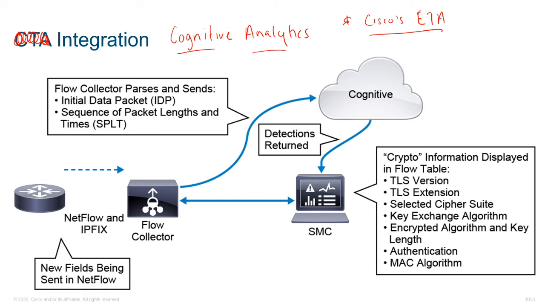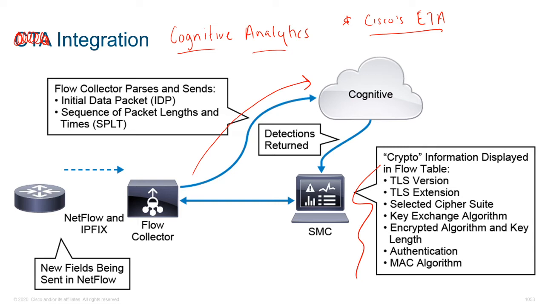Now, in addition to Cisco's ETA, we can also implement cognitive analytics. This is basically a global risk map based on machine learning, right? We talked about this a little bit. There can be a massive behavioral profile that can essentially be handed out by implementing these two things. So we send things like the initial data packet and the sequence of packet lengths and times, or the SPLT, to cognitive analytics, and all of the data that we get back is going to be very, very robust.